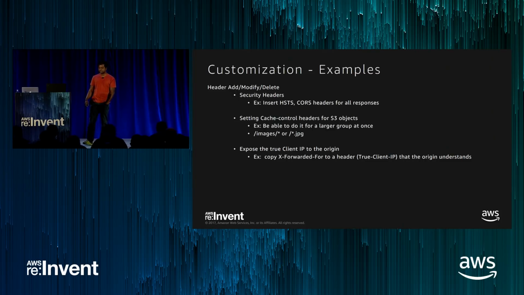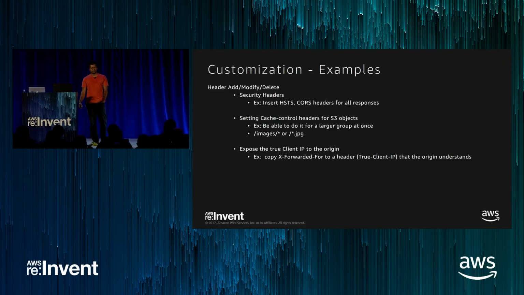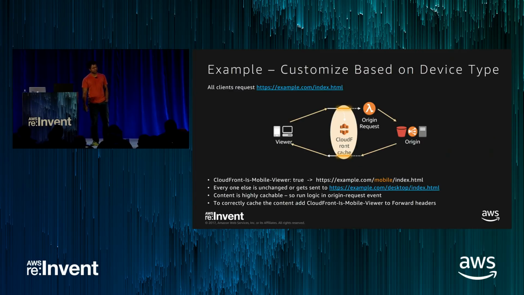Exposing the true client IP is yet another one that we've heard from customers, where you look at the X-Forwarded-For and include that as a header that the origin understands in the origin request right before it goes to the origin. So these are some examples of how you could use the CloudFront Cache.